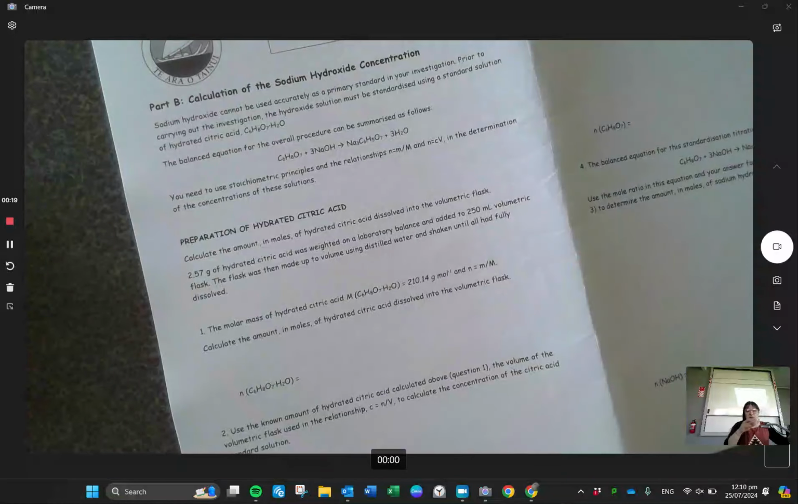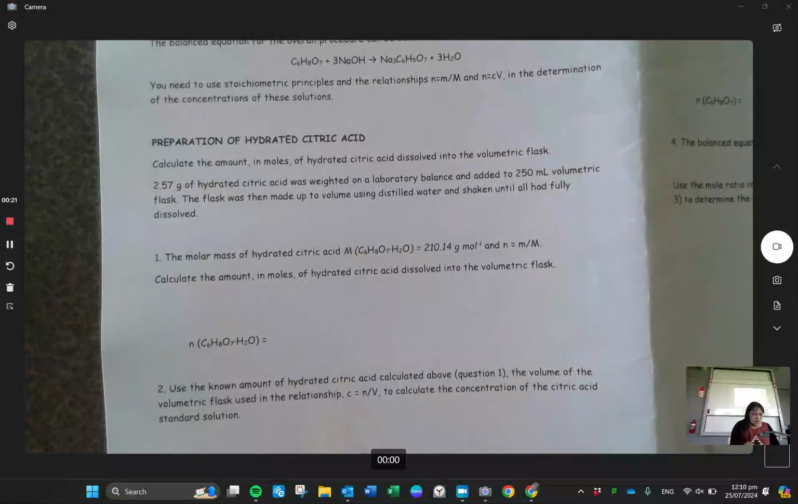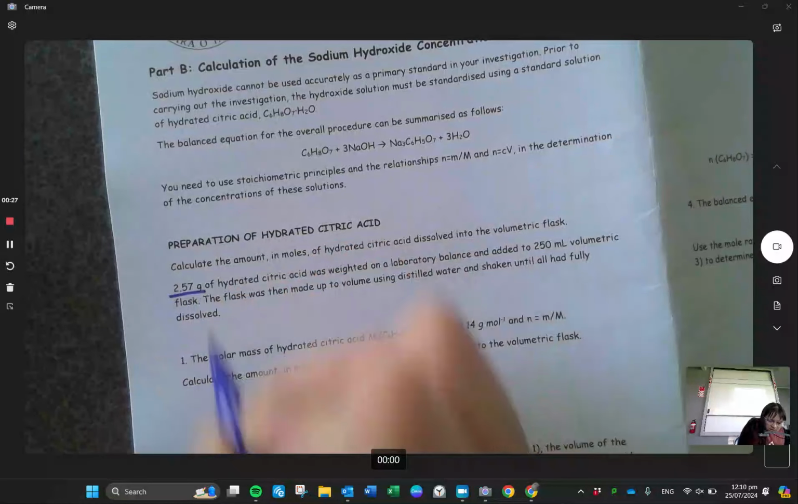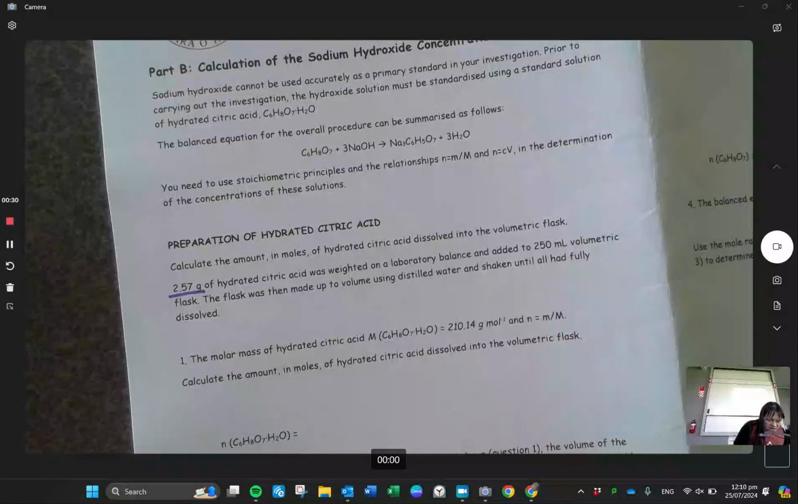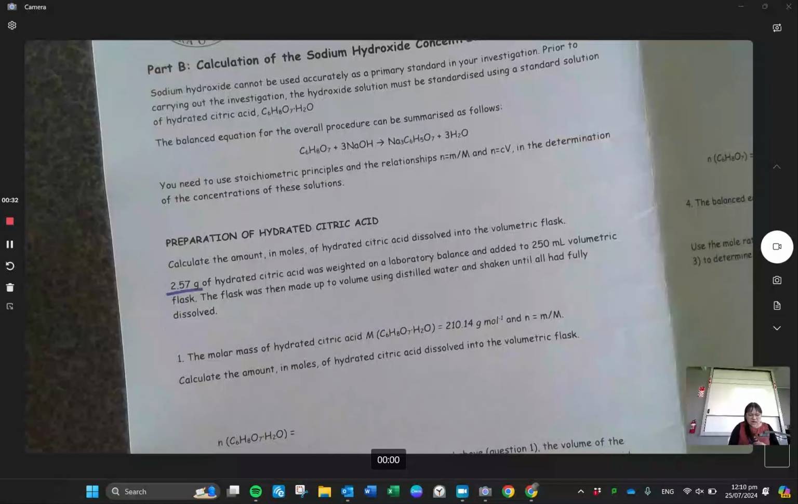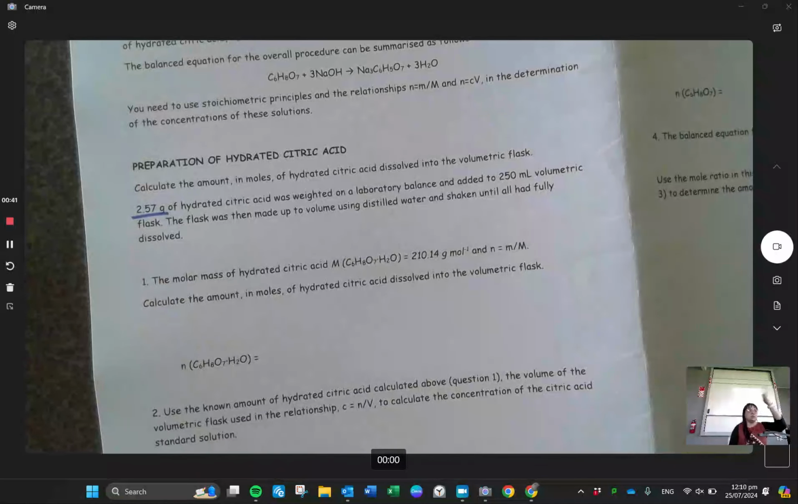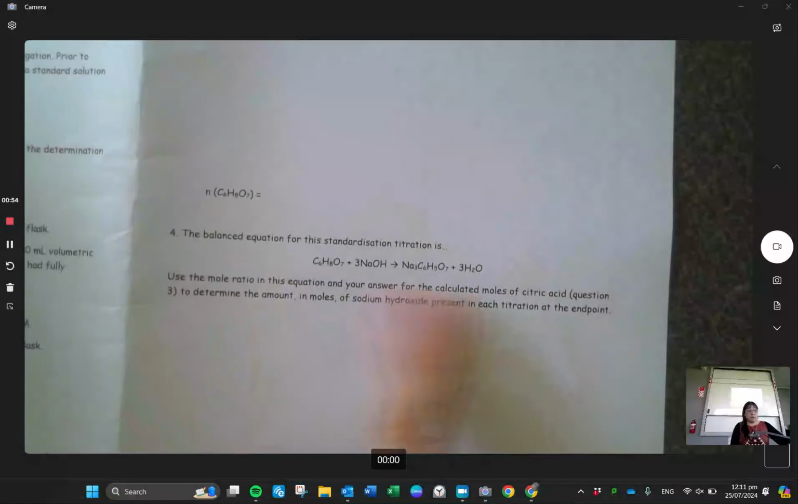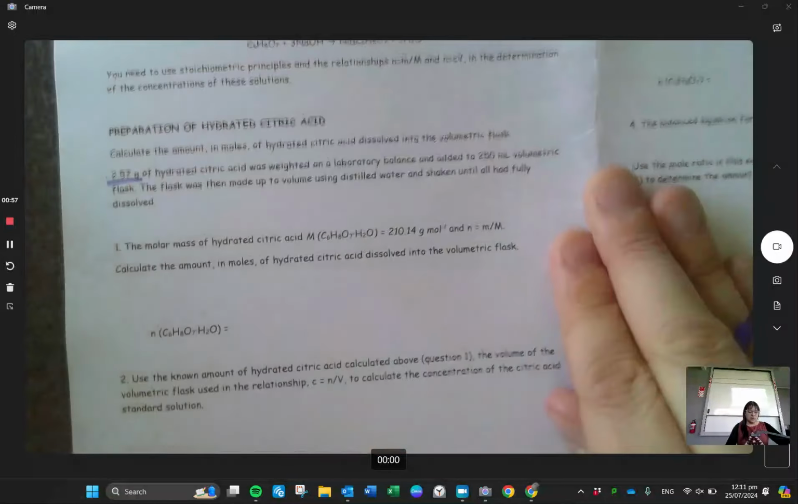Okie dokie. So, first step in here, we've given you a molecular mass of something. We have weighed out 2.57 grams of citric acid. It was added to a 250 volumetric flask, and we need to figure out what we have concentration-wise. But first thing we need to do is convert it from grams to moles, because grams just tell us the mass of a substance. It does not actually tell us the amount of the substance, and since we're talking chemistry, amount is really important, because then we could talk about it in the equation. So we do need to convert this into moles.